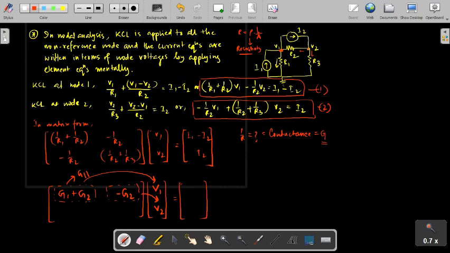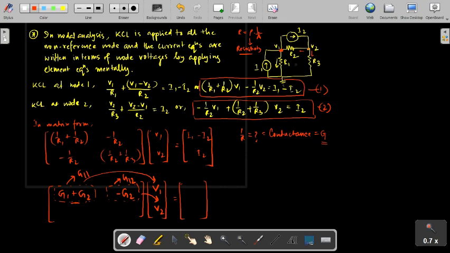That means at this node, the conductances connected are G2 and G1. Only two conductances are connected, so sum them up and put it over here. And this portion you see is G12. That means the mutual conductance between node 1 and node 2, you have to put over here.